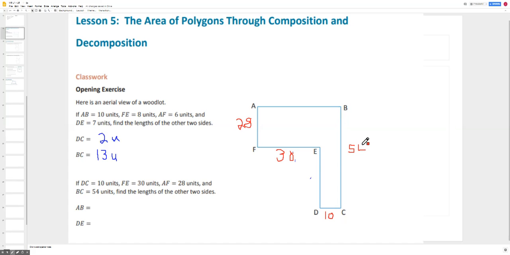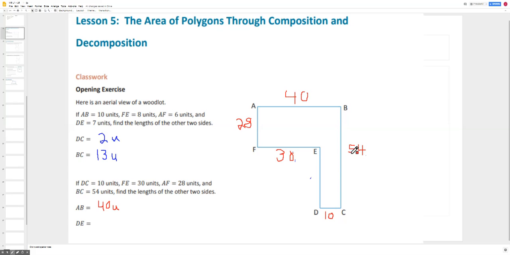Now we're going to find the length of AB. So here's A and B. This is the FE section and the DC section combined. So we add those together. 30 plus 10 is 40. So this would be 40 units. So go ahead and put 40U.